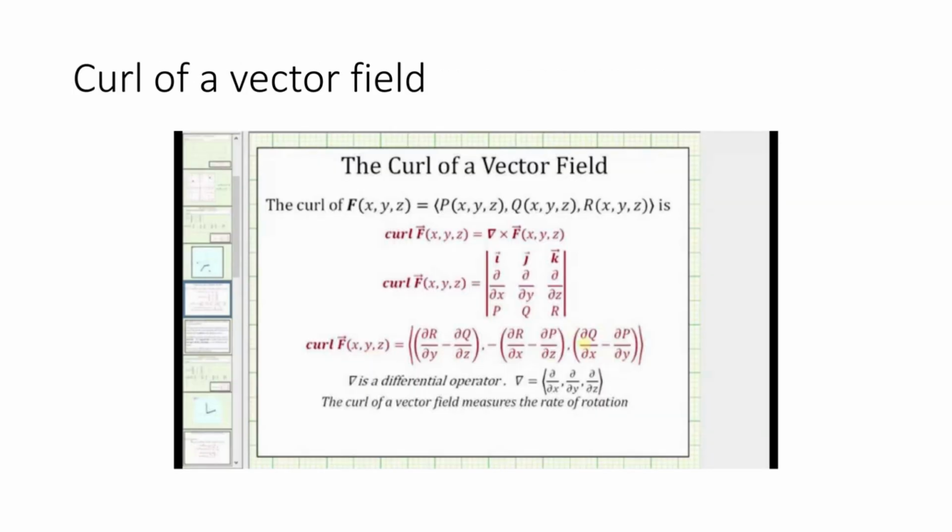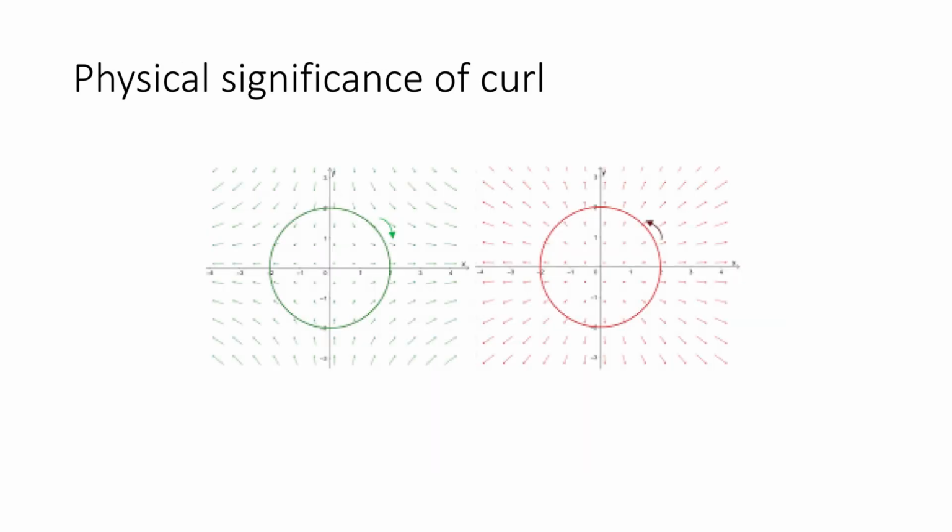Now let's look into the concept of curl. Curl is the cross product of the del operator and the vector at a point. It represents the rate of rotation. That means if we have a fluid, how much the fluid is rotating around a particular point is represented by the curl. This is the physical significance of curl. If it is rotating in an anti-clockwise direction, it is a positive curl, and if it is rotating in a clockwise direction, it is called negative curl.